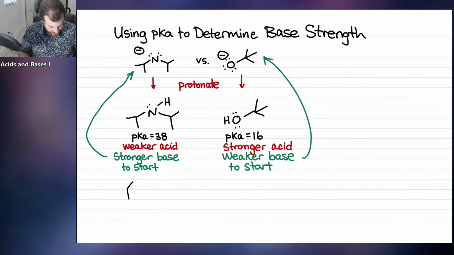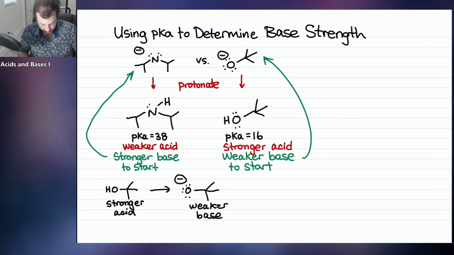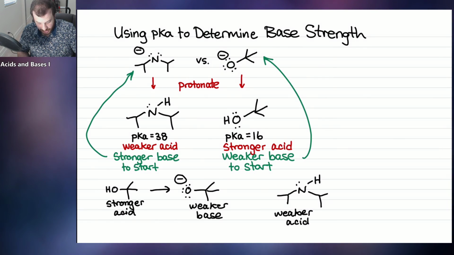So what that means is that if you go the other way, it totally makes sense. Because if this substance is a stronger acid, then it's going to produce a weaker base when it loses that proton. And similarly, on the other hand, conversely, I guess would be the word I would use, if you have a weaker acid, that is going to generate a stronger base.